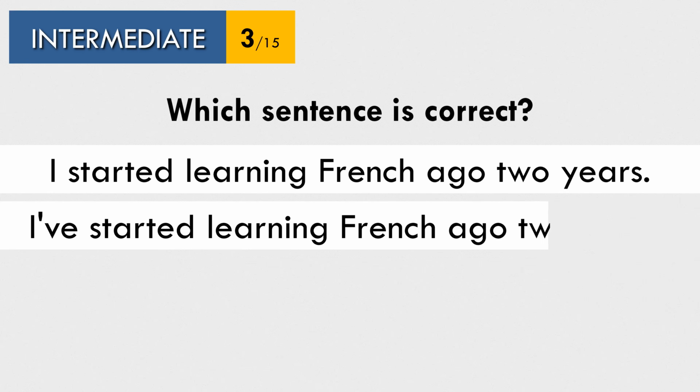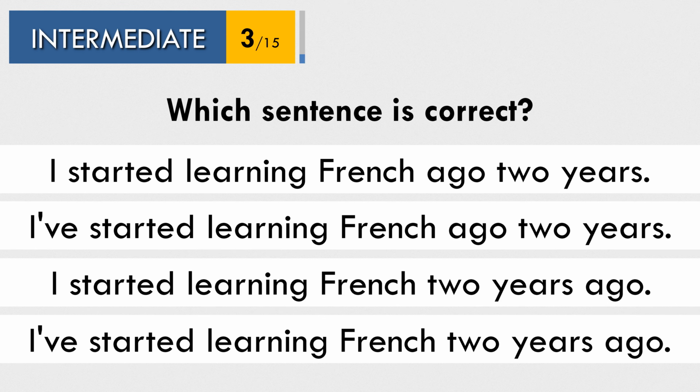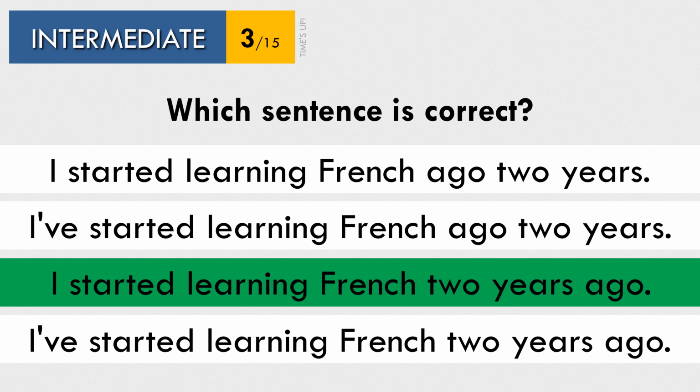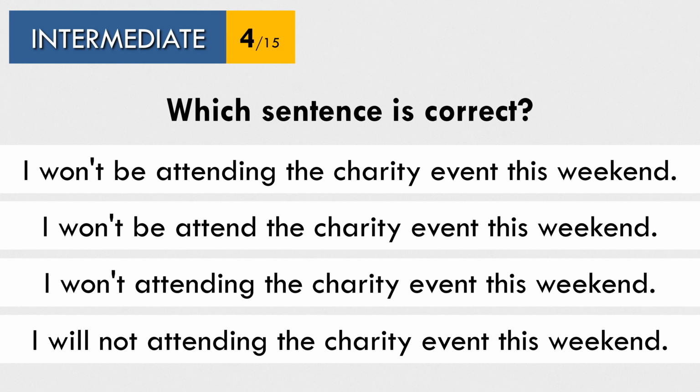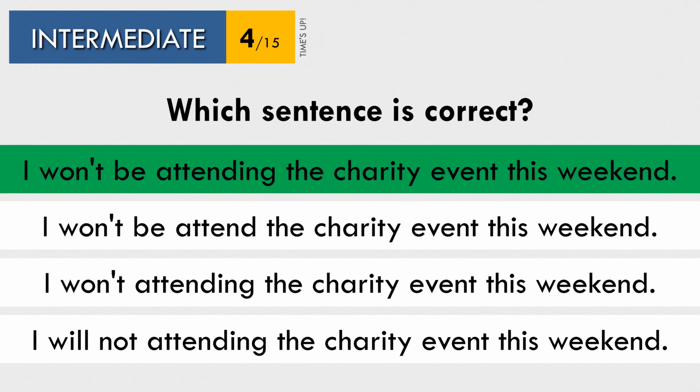Question 3. Which sentence is correct? The correct sentence is, I started learning French 2 years ago. Ago is always placed after a time expression and is typically used with simple past tenses, not perfect tenses. Question 4. Which sentence is correct? The correct sentence is, I won't be attending the charity event this weekend. In this sentence, the future continuous tense is used.